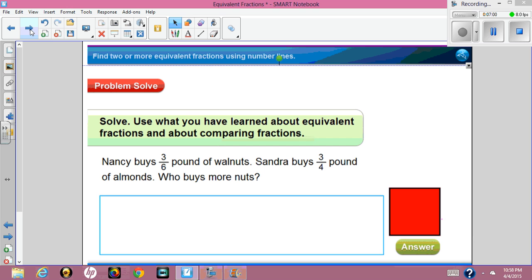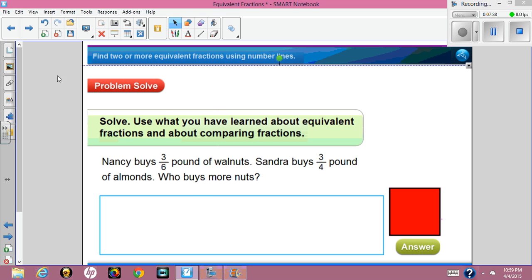Again, here's another question. It says, solve, use what you have learned about equivalent fractions and about comparing fractions. Nancy buys 3/6 pounds of walnuts. Sandra buys 3/4 pounds of almonds. Who buys more nuts? Thinking about what we know about the denominator and the numerator, is 3/6 equal to, greater than, or less than 3/4?